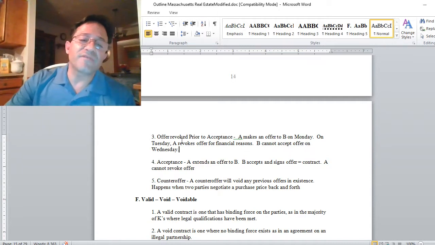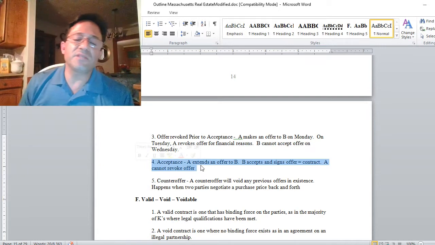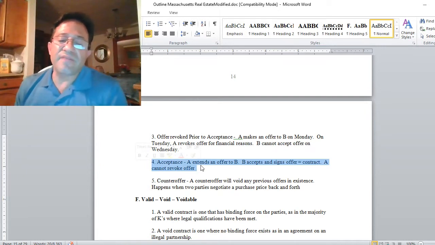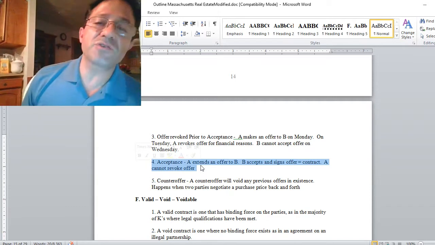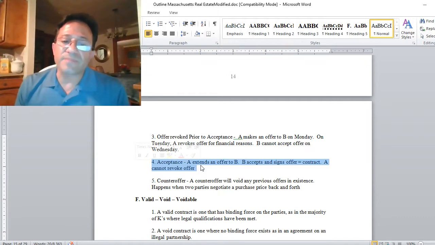What else kills an offer? Well, it doesn't necessarily kill an offer, but what happens is when an offer is accepted, the offer is terminated and we have a contract. Okay, a contract's formed in this scenario. And in Massachusetts, folks, an offer to purchase real estate, once it's accepted by the seller, is a binding contract on the parties. Okay.